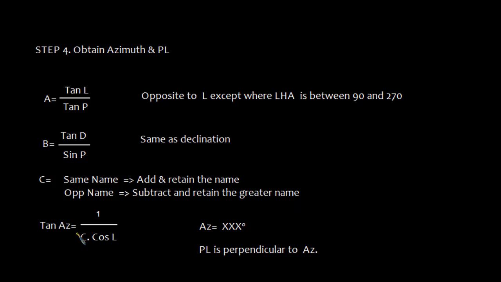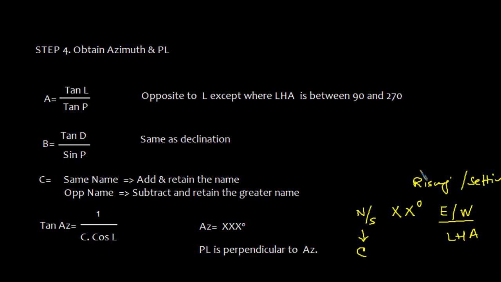Now we need to obtain the true azimuth, which is tan azimuth equals 1 upon C cos latitude. So we get the azimuth. And this azimuth naming is going to be pretty simple. Whatever azimuth you get in degrees, it is going to be north or south depending upon the name of C, and east or west depending on the LHA, or whether the body is rising or setting, or whether this is AM time or PM time. We will be having different clues.